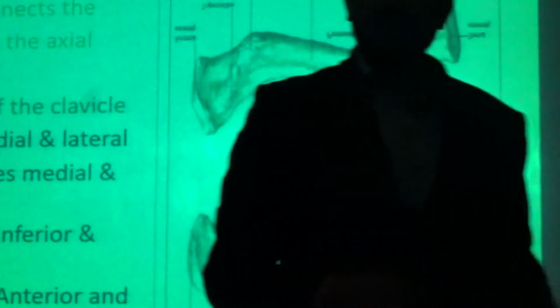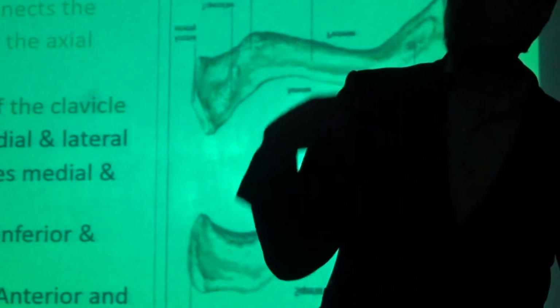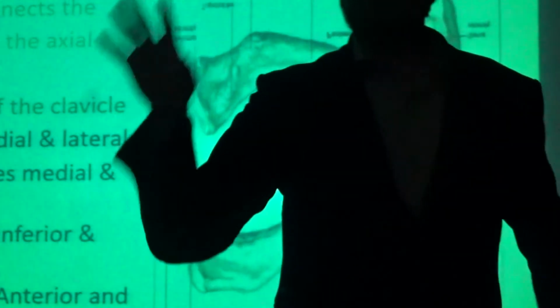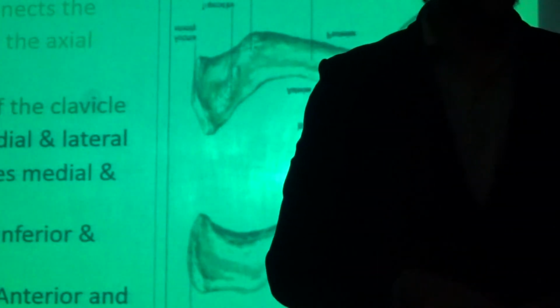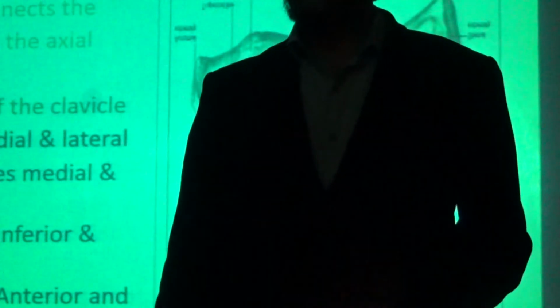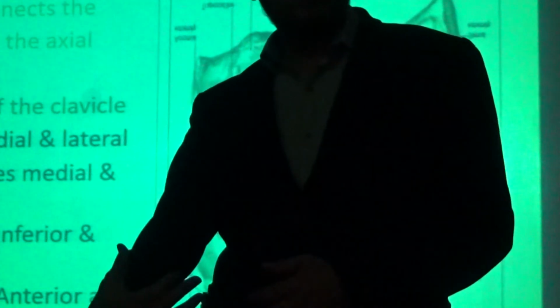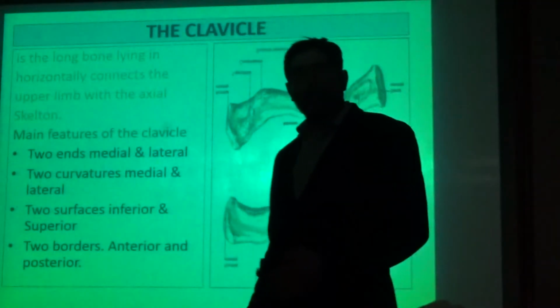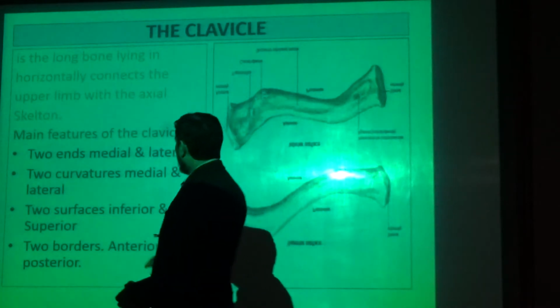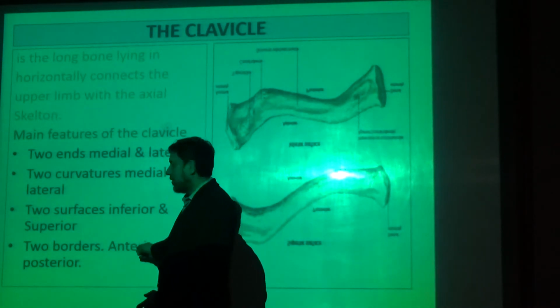Now, are these clavicle features present in the humerus? No. So these are known as individual features. What are the individual features in a clavicle we have seen? I will repeat: medial end and lateral end, inferior surface and superior surface. And how many borders? 2 borders, anterior and posterior.